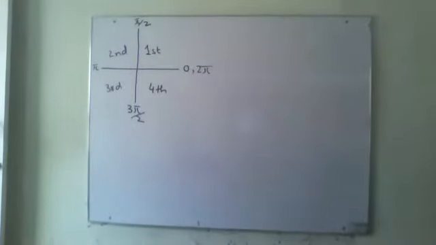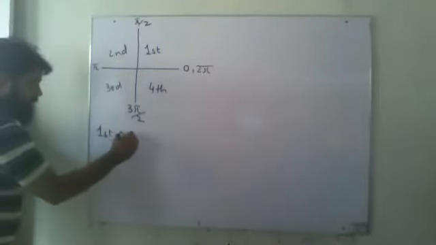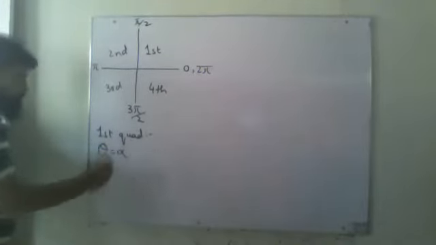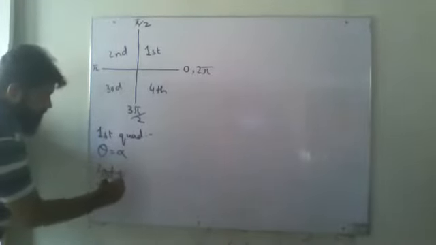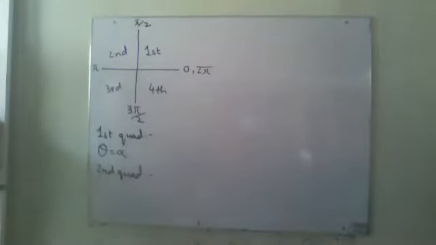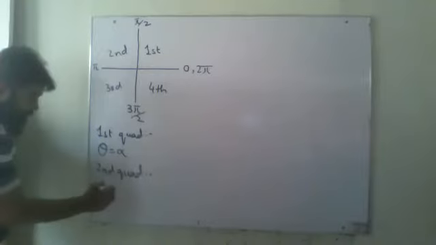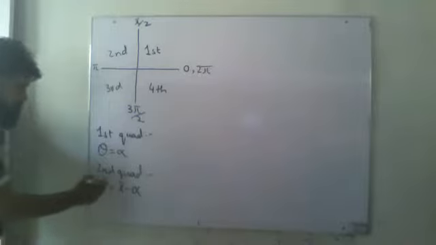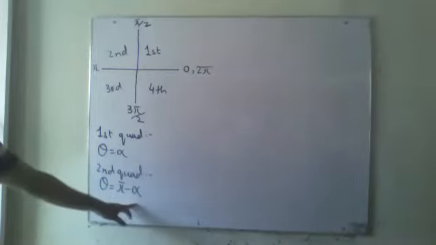Okay? So the formulas which we have done for the first quadrant: theta will be equal to alpha, no change in it. The second quadrant formula was 180 minus alpha. So instead of writing 180 now, I will be writing pi minus alpha. Okay, instead of writing 180, I will be writing pi minus alpha.